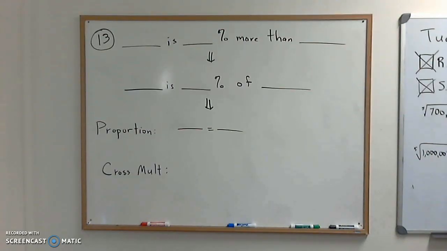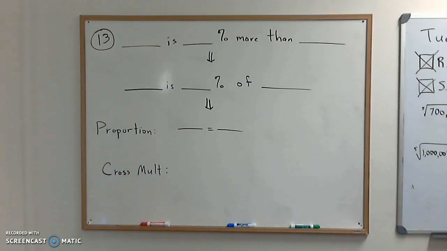All right, this particular video will be for number 13, and the same solution can be used for all of numbers 13 to 22. What we're being tested on here is a question that asks for a percent change or difference, a percent more than or less than. So we have to take the step of rewording that using the word of before we can set up our proportion and then cross multiply.